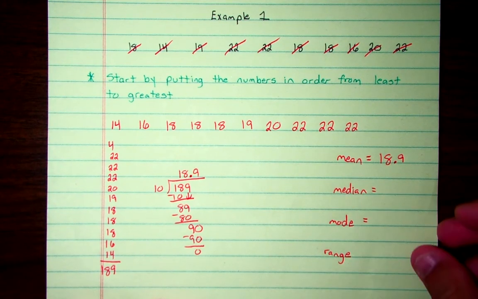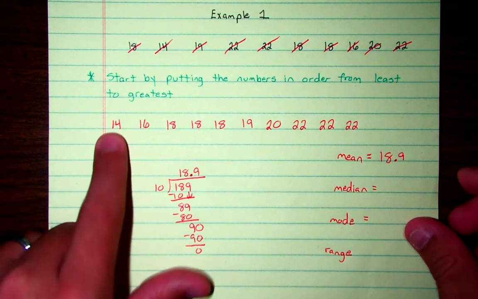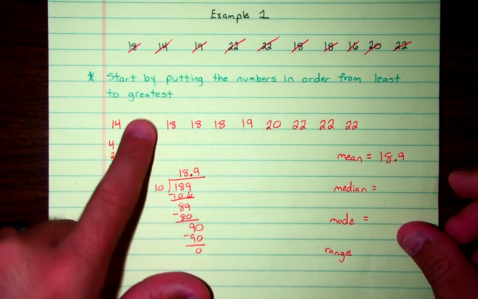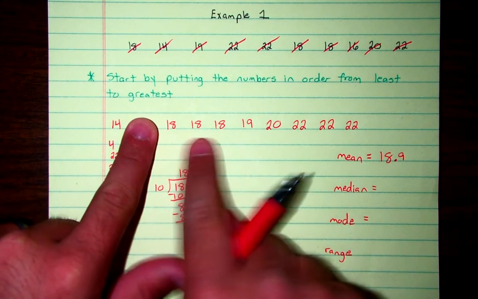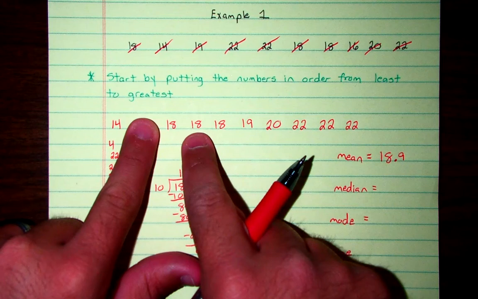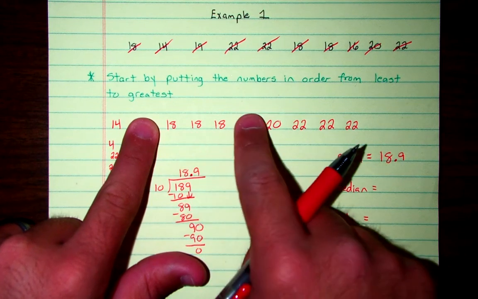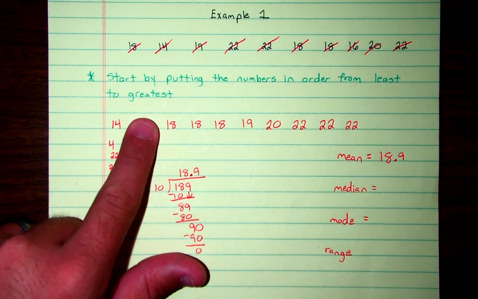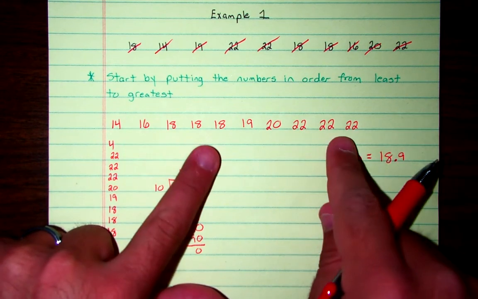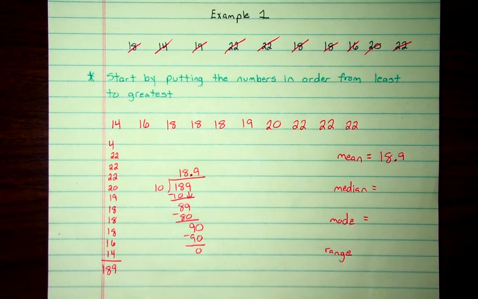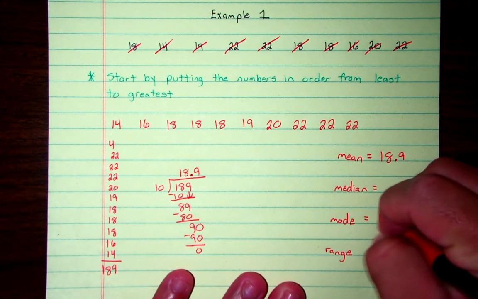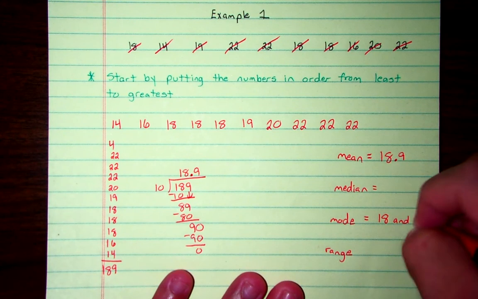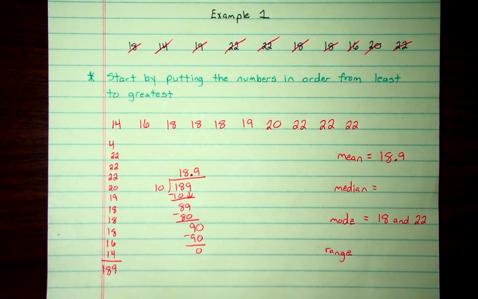The mode is what number repeats the most. Well, the 14 doesn't repeat. The 16 doesn't repeat. Well, the 18 repeats 3 times, right? 19 doesn't repeat. 20 doesn't repeat. Oh, the 22 also repeats 3 times. Well, since they both repeat the same amount of times, you have 2 modes. The modes would be 18 and 22. There's your mode. It's what repeats the most.